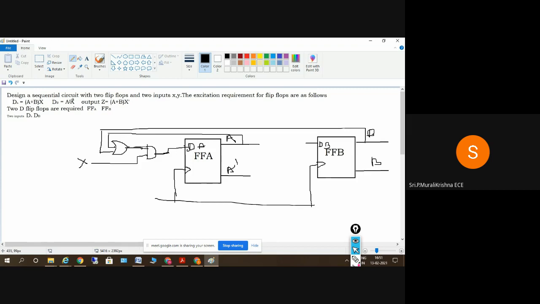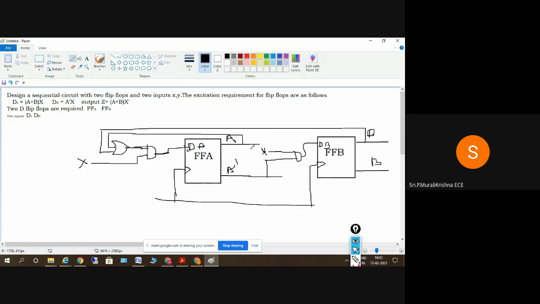We have the DB value, which is equal to A bar X. So where is A bar here? Say A bar. And where we have X here, you can see in this equation I can take X directly here. I'll put X here, so A bar into X. Both of these are given to an AND gate. So that will be DB, that is A bar into X here.